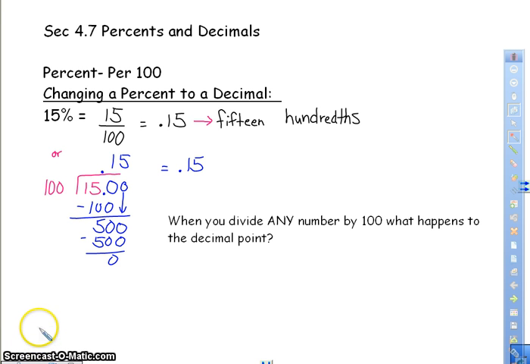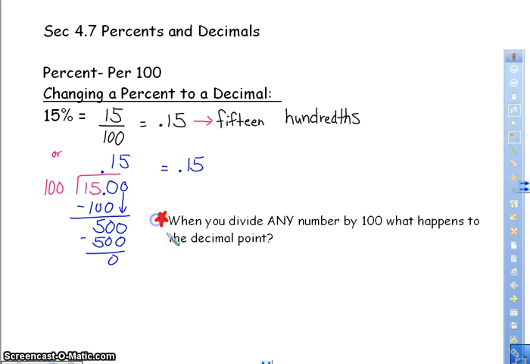So percent means per 100. Just like when we changed our fractions to percents, we're talking about the number 100. So when changing a percent to a decimal, remember that 15% is like 15 over 100, which can be written as 15 hundredths. Another way to think about it is 15 divided by 100, which would also give us 15 hundredths.